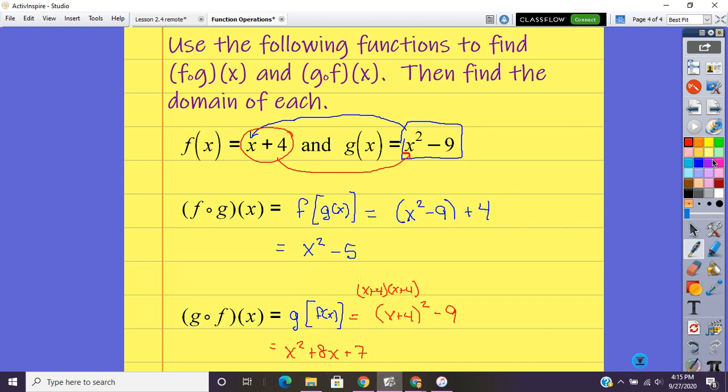The other thing we have to do is find the domains of each of these. Well, both of them are polynomial functions. That makes life a lot easier because our domain of all polynomial functions is negative infinity to infinity. So that means our domain for both of these would be negative infinity to infinity. Oops, sorry about those infinity signs.